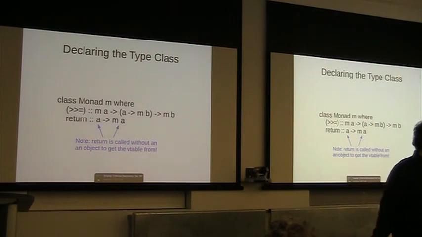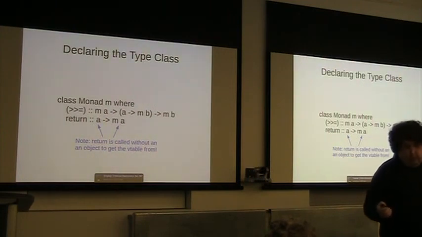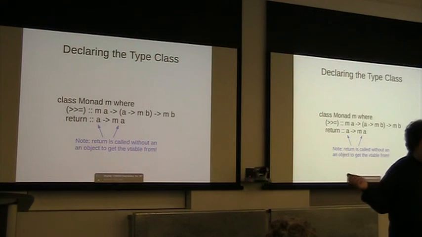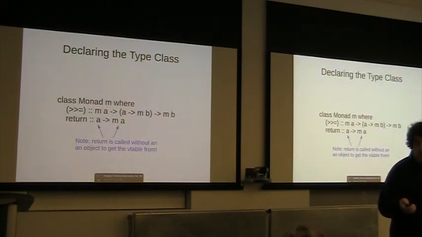It's only the return type that has the monad associated with it. And because it's associated with the type, this works just fine. Yes, but you can give overload constants. Yes. So implementing the monad class involves writing these two.